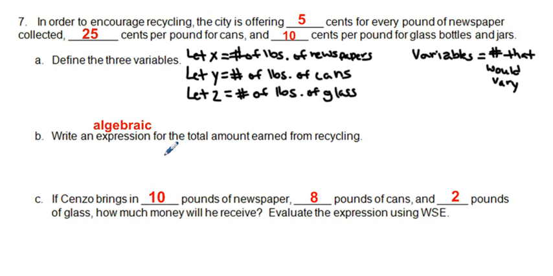So first we're going to figure out 5 cents for every pound. So 5 cents, and we're going to multiply that by the number of pounds, x. Then we're going to add that 25 cents per number of cans. So that's 25 cents. Number of pounds of cans would be Y. And a dime for every pound of glass. Oops, that will be Z. And that is our algebraic expression.